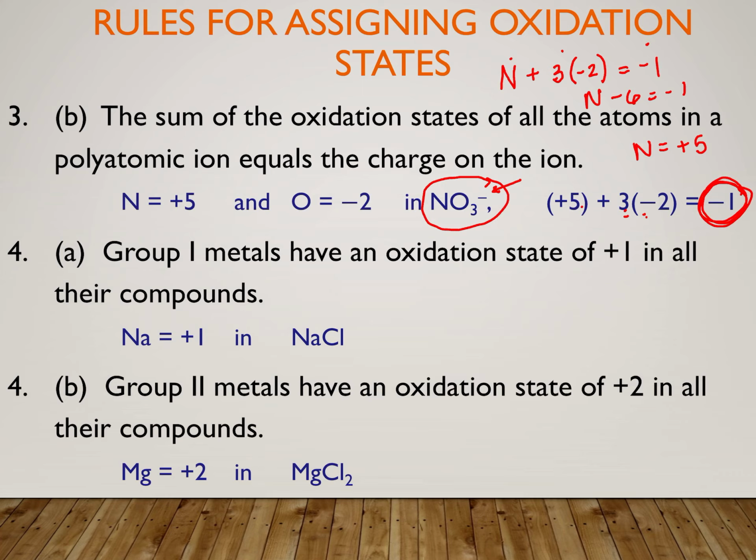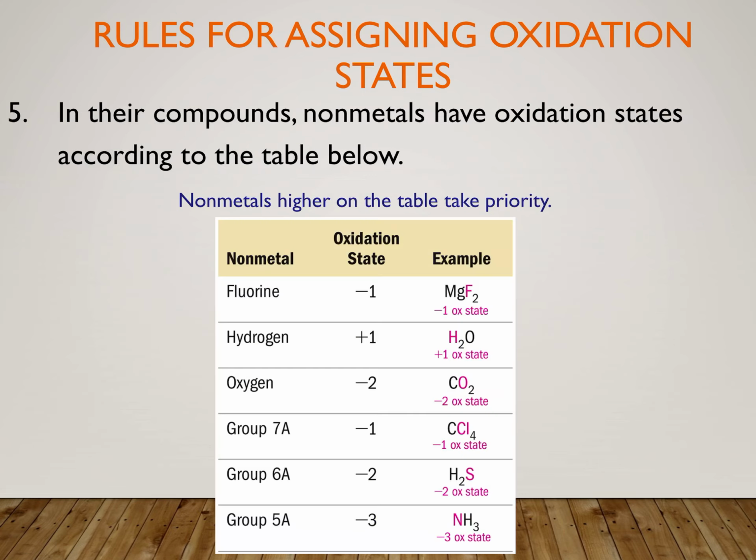Our next rule is group 1 metals have an oxidation state of +1 in all their compounds, like sodium, potassium, lithium, and rubidium. The group 2 metals, the alkaline earth metals, will all have an oxidation state of +2 in their compounds, like magnesium, calcium, and strontium. In their compounds, non-metals will have the oxidation states in the table below, and it's in order of priority, so you follow this rule before you follow this rule before you follow this rule.